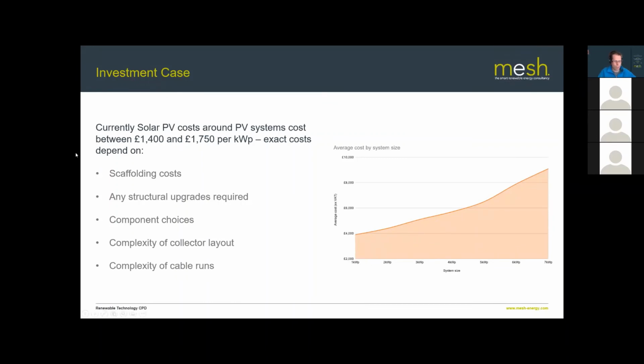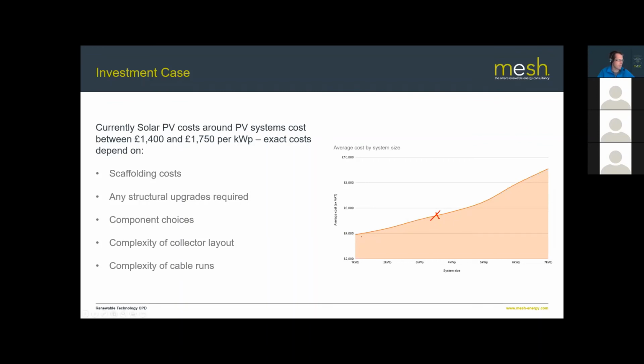So there are a number of places where there are fixed costs. For a small system, you're looking at a reasonably expensive install. When you get to a typical domestic size system, which would be about here, about 4 kilowatts, it's about the £5,000–6,000 mark. And then when you get up into commercial sized installations, sort of 7 kilowatt systems, the cost has risen. But even a 6 kilowatt system is only going to cost you twice as much as a 1 kilowatt system.